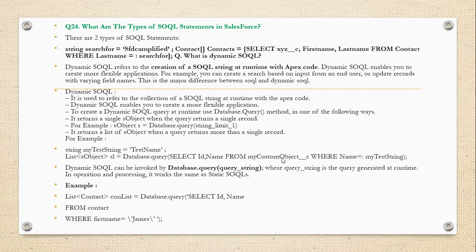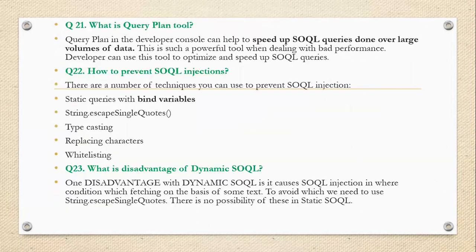Dynamic SQL can be invoked by Database.query(string), where the query string is generated at runtime, and the operation and processing work the same as static SQL. Example: List<Contact> contactList = Database.query('select ID, name from Contact where firstName = James'). Next question: what is the Query Plan tool?